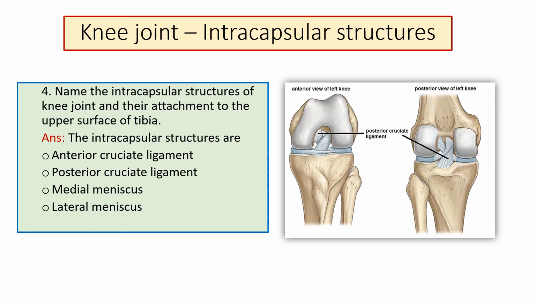So the two cruciate ligaments are the anterior and posterior cruciate ligament. We can see the anterior view and posterior view of a knee. That is the left knee you are seeing. And you can see the two menisci also, the medial and lateral menisci, you are seeing between the lower ends of femur and upper end of tibia.